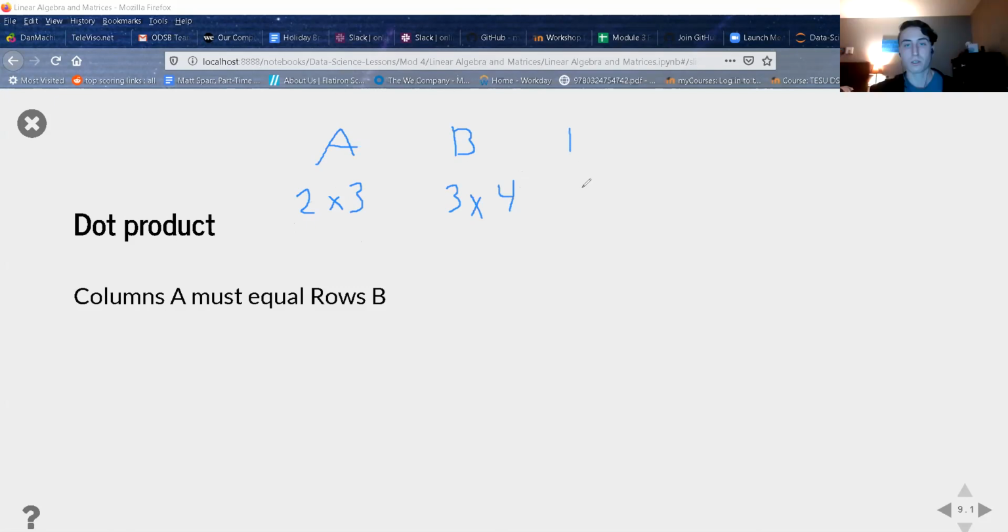So just to see what this looks like, 1, 2, 3. So this would be A. And then B here would be a little bit bigger. Let's see, 1, 2.